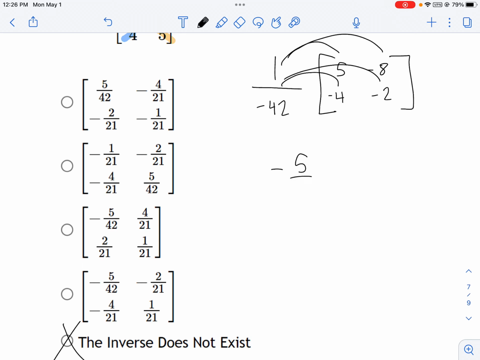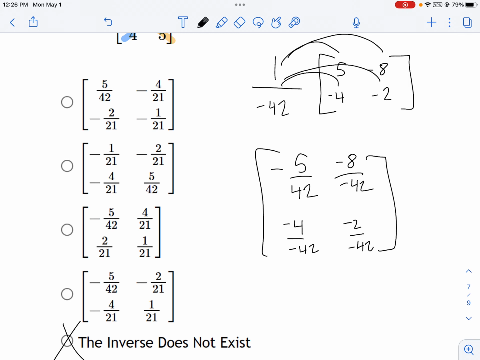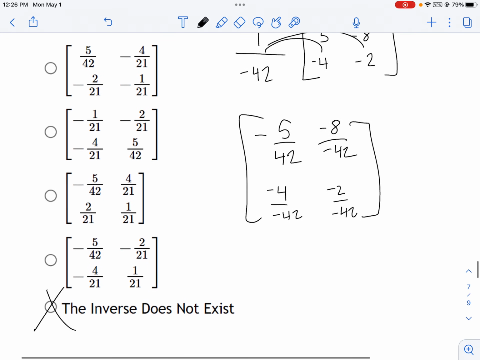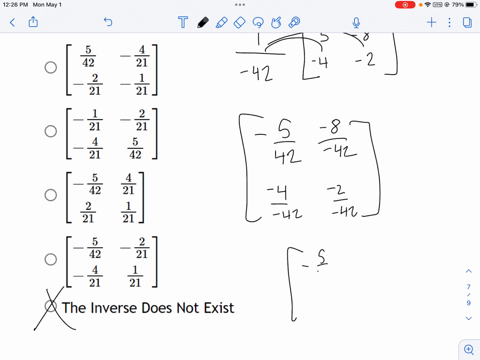So we have negative 5 over negative 42, and negative 8 over negative 42, and then negative 4 over negative 42, and negative 2 over negative 42 in your 2 by 2 matrix. Now, if we simplify that out, we should be able to find it. So we have negative 5 over 42 as our first number. Negative 8 over negative 42, negative over negative is a positive, and 8 over 42 simplifies to 4 over 21. Same thing here: you have a positive 2 over positive 42. That's 1 over 21, and 2 over 21.